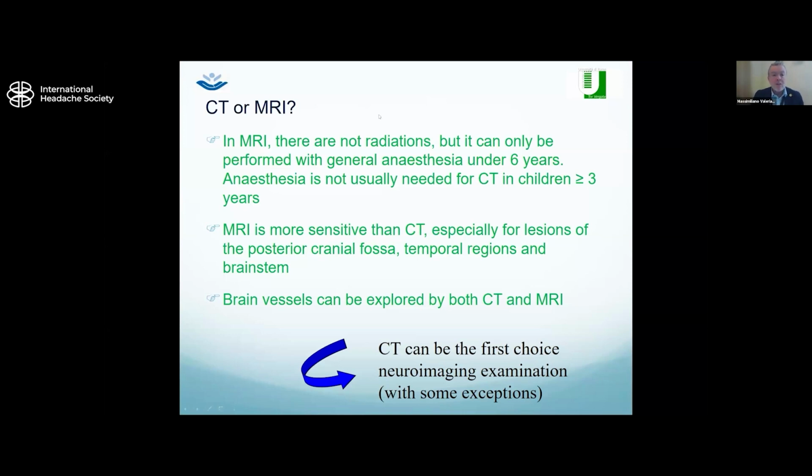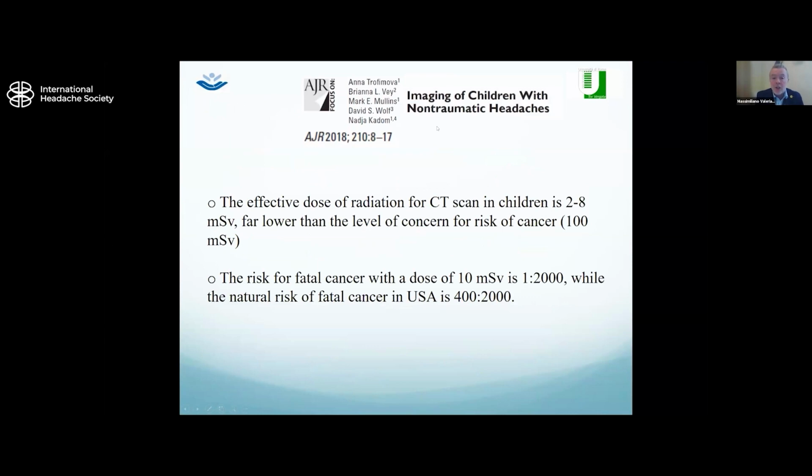What about radiation? It's true that CT scan has radiation, but this is what the American Association of Radiologists tell us about it. So consider that the dose of radiation for a CT scan in children is 2.8 millisievert, while the threshold over which there is a concern for cancer is 100 millisievert. And moreover, with 10 millisieverts, the risk for fatal cancer is 1 to 2,000, while the natural risk in the US population is 400 to 2,000. Thus, we don't need to be afraid to suggest a CT scan in a child.